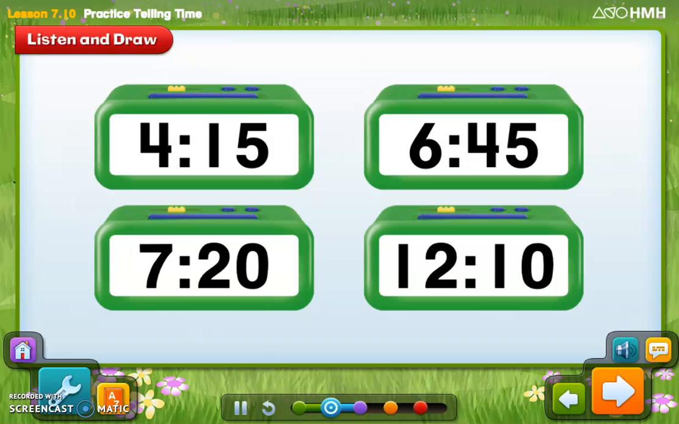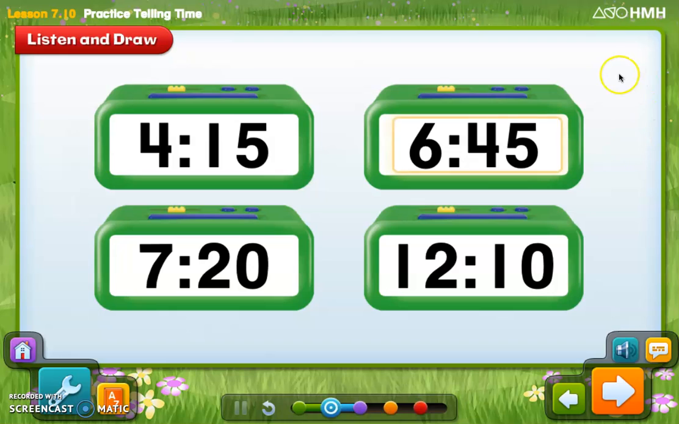Listen to this story. Let's match the time of each child's activity with the correct clock. Luke plays football at 4:15. Which digital clock shows the time Luke plays football? This clock shows the time Luke plays football, 4:15. Beth eats lunch at 12:10. Which clock shows the time Beth eats lunch? This clock shows when Beth eats lunch, 12:10. Ivy reads a book at 6:45. Which clock shows the time Ivy reads a book?